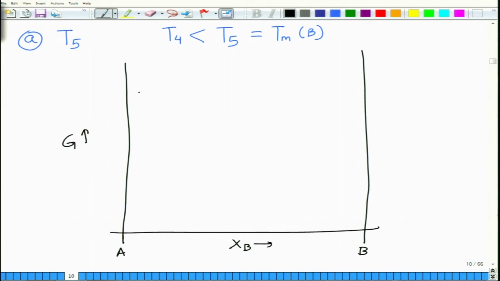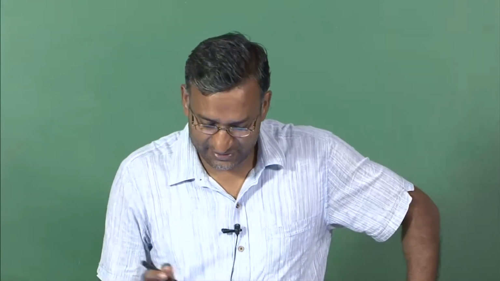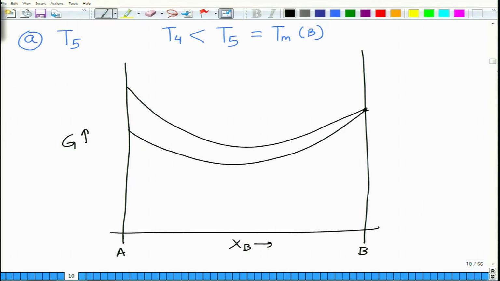So, now when I make this, I can see that B's melting point is lower than that of solid A. As a result, except at the melting point of B, so except at pure B, which is GB L equal to GB S, everywhere else GS is lower than GL.